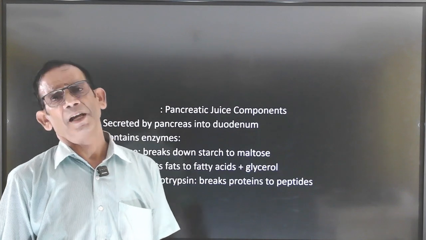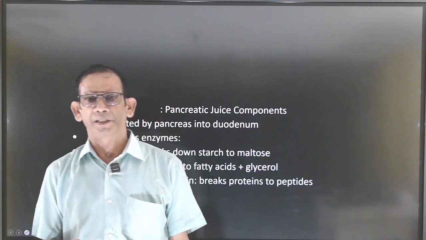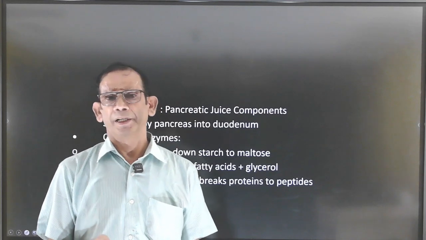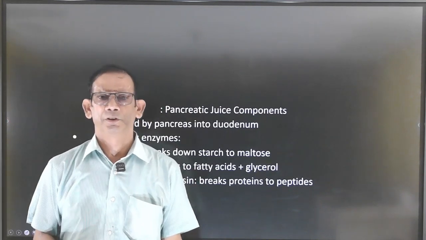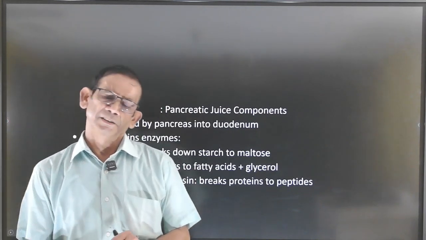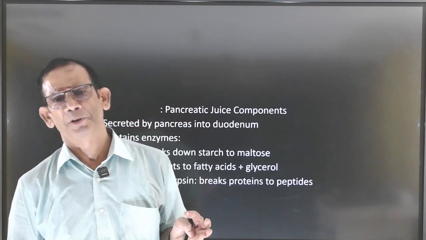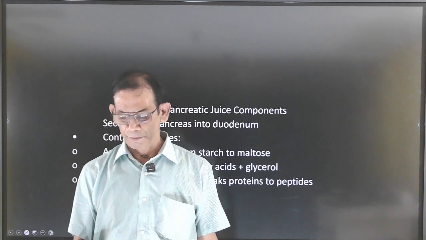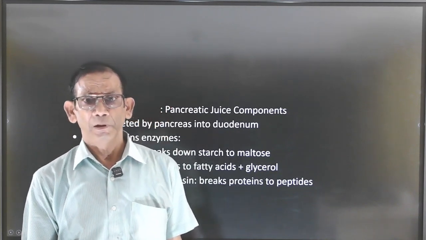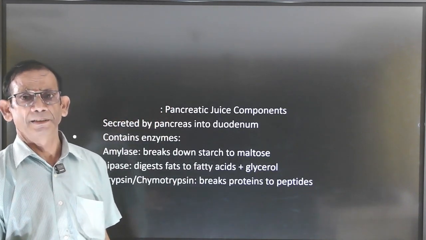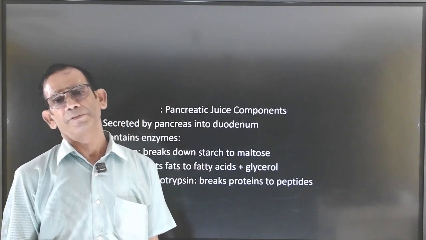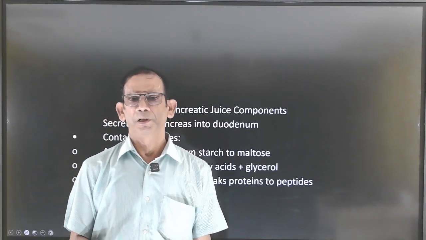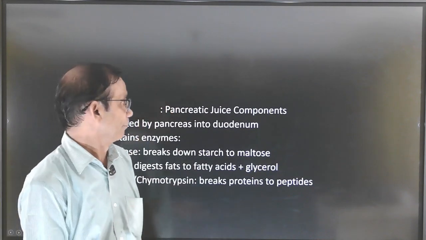Now, pancreatic juice. From the pancreas, pancreatic juice is secreted into the duodenum. This pancreatic juice contains three types of enzymes. One is proteolytic enzyme, one is amylolytic enzyme, and another is lipolytic enzyme. Proteolytic enzymes, what are the proteolytic enzymes? Proteolytic enzymes mean the enzymes which help in the breakdown of protein molecules.